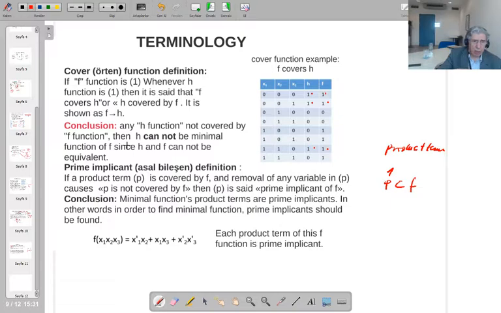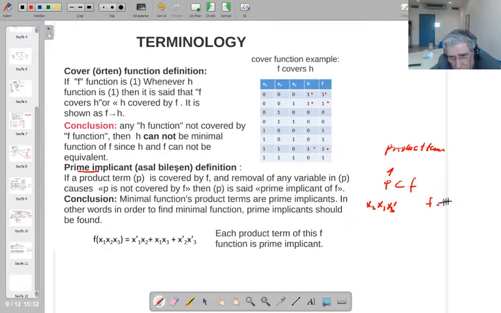Prime implicant is a product term and must be covered by f, and if removal of any variable in P causes P to not be covered by f, then P is said to be a prime implicant. Let me explain it here. The prime implicant is a product term, something like x1, x3, and it is going to be covered by f.